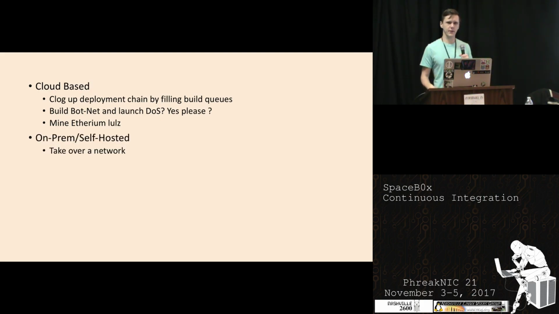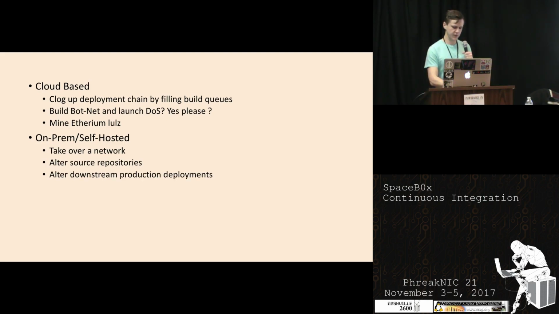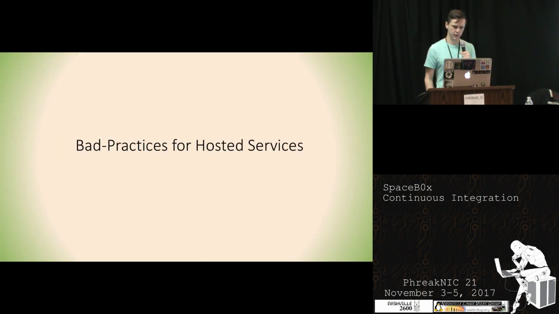But like I said, the on-prem stuff is really the biggest concern when you're running these services and you have an external-facing webhook that's going into your build servers. That's where a lot of this is going to lie. And then some of the fun stuff is altering downstream production. This applies also to cloud-based, but there are a lot more implications of taking over a network when you can get control of an internal build server. All right, I'll stop talking about that now.